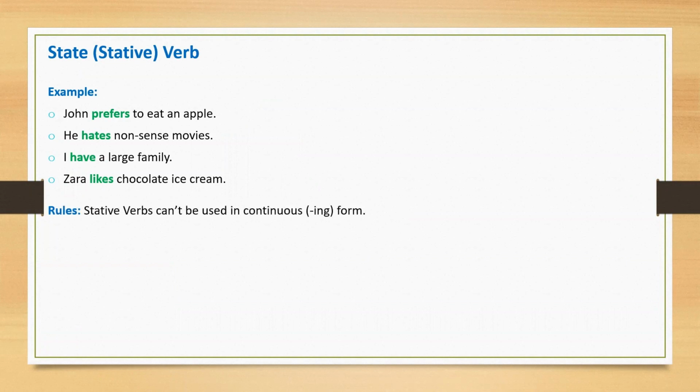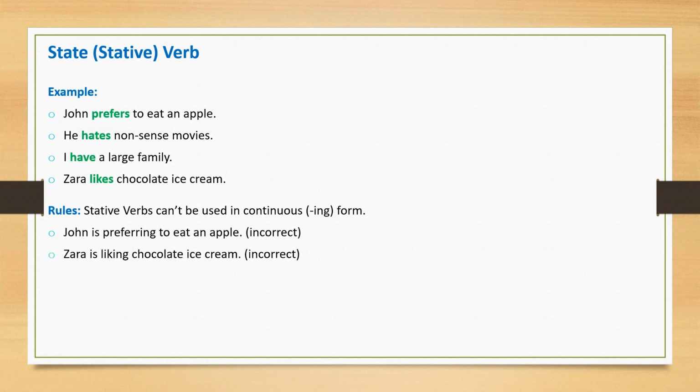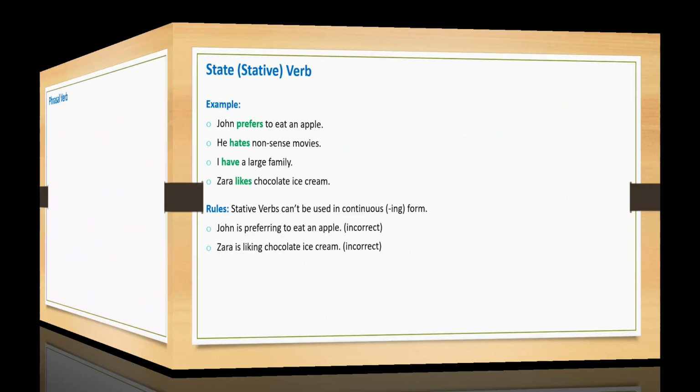Stative verbs cannot be used in continuous, that is ing form. For example, John is preferring to eat an apple. This is incorrect. Ing form with the stative verb prefer cannot be used. Similarly, Zara is liking chocolate ice cream. This is also incorrect. Ing form of like is not used.